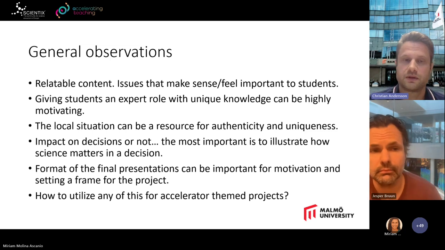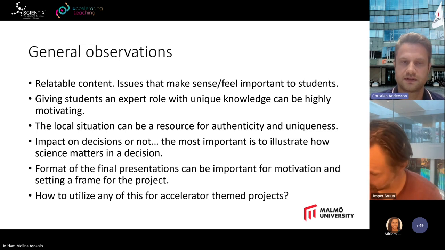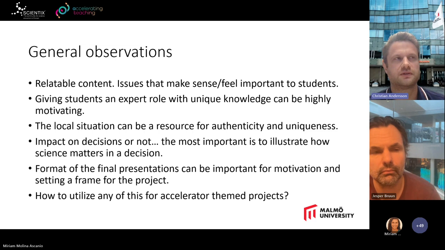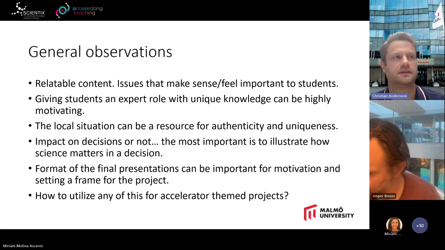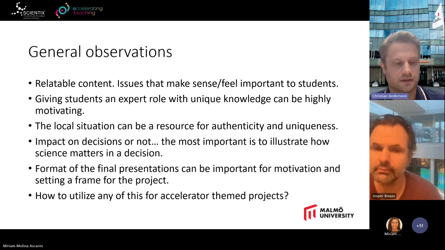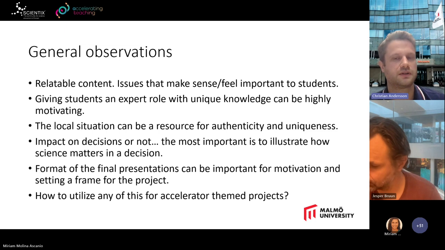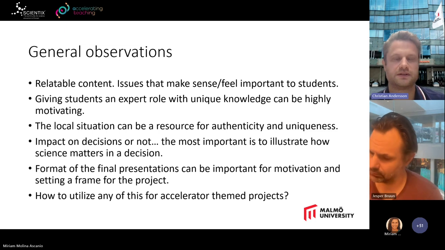The local situation can be a resource for you as a teacher to draw from to create that authenticity and uniqueness that a project like this can benefit from. But then there is also the case of what to do with the results. So in some cases, you might have authorities listening to students, but you cannot count on that as the standard. So sometimes you might wish for politicians to listen to students, but they don't. But regardless of whether they do that or not, it's more important from a teacher and learning perspective, perhaps, to illustrate for the students how science matters in a decision-making process.